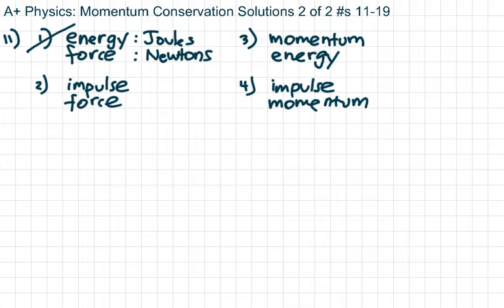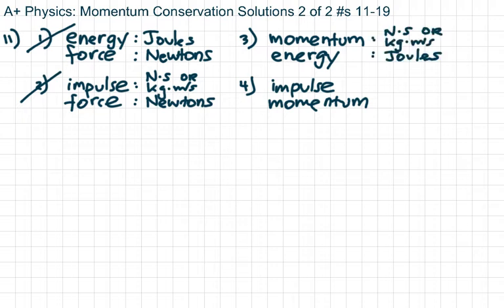Then we have impulse and force. And impulse has two possible units, either newton seconds or kilogram meters per second, but force is in newtons. Those are not the same, so it's not choice 2. Now let's look at number 3. Momentum, like impulse, has two possible sets of units. Momentum is newton seconds or kilogram meters per second, but energy is in joules, so those are not the same units. So that leaves us with choice 4.